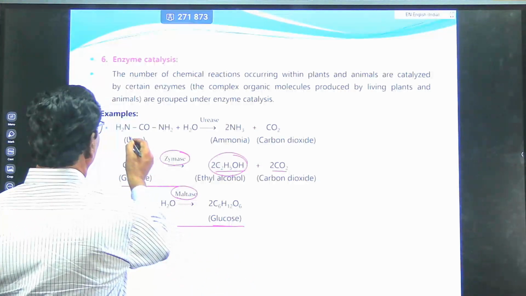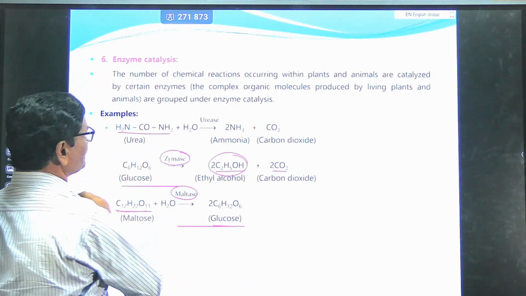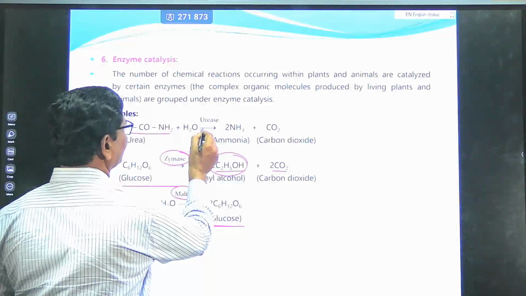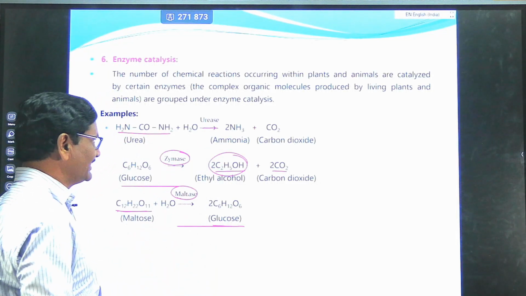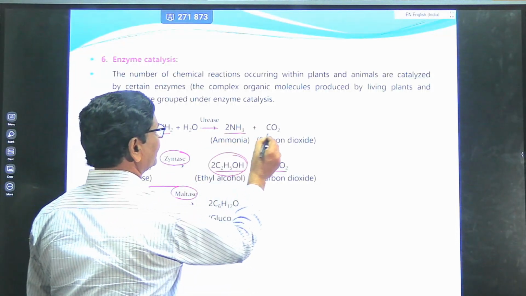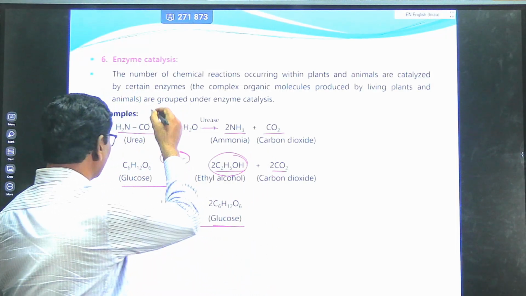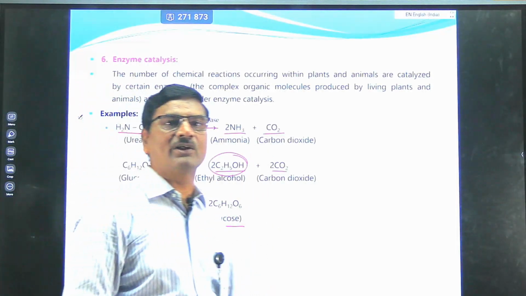Then the next example, if you take urea when hydrolyzed in presence of urease as an enzyme, it is giving rise to NH3 and CO2. These are some of the examples under the category of enzyme catalyst.